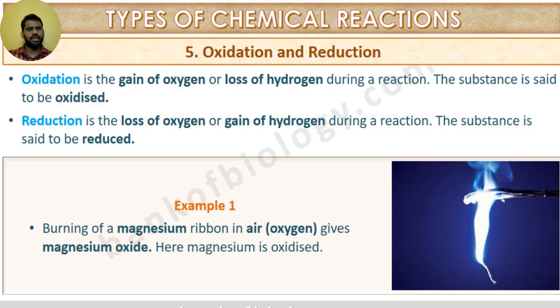Oxidation is the gain of oxygen or loss of hydrogen during a reaction. The substance is said to be oxidized. Reduction is the loss of oxygen or gain of hydrogen during a reaction. The substance is said to be reduced.